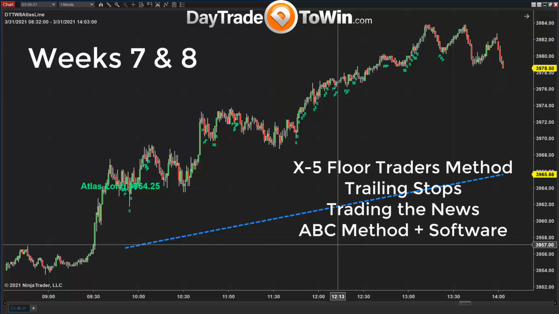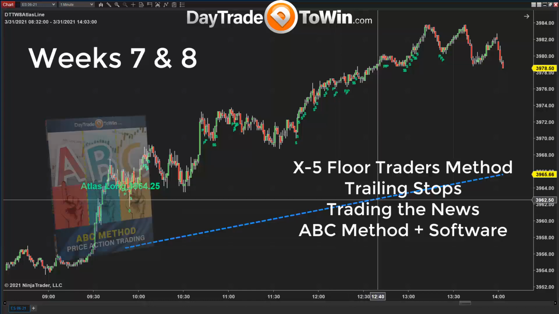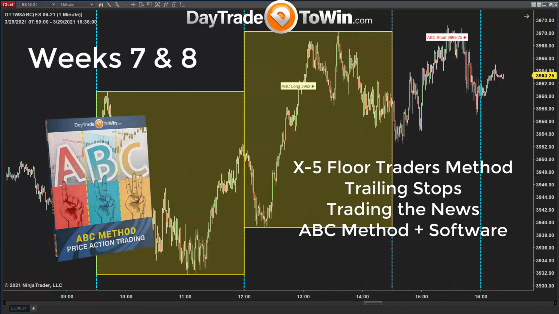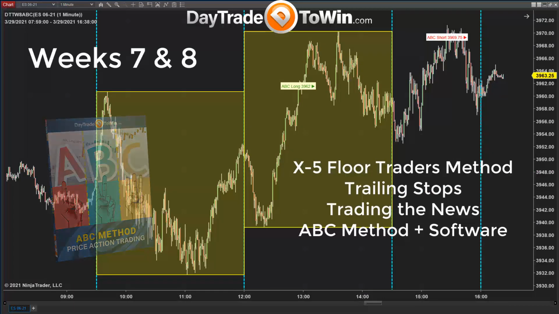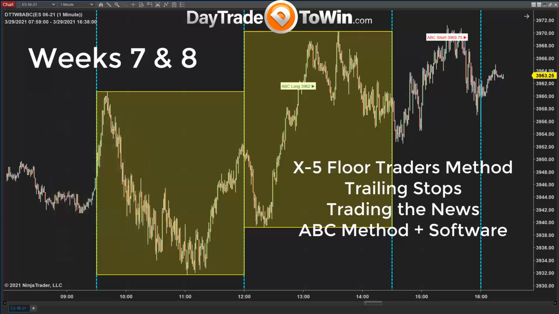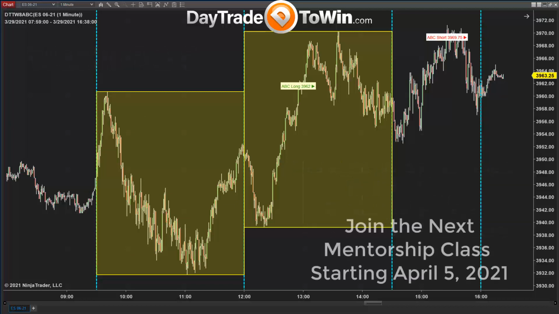There's also the X5 method that we teach. It's a floor trader's secret type of trade where it's very specific to the E-mini S&P. There's trading the news. There's the ABC software as well, a method of breaking up the day into three parts and then looking for opportunities like you see here on March 29th to be a buyer or to be a seller if the day is a trending day or not. The software that's included is very helpful.